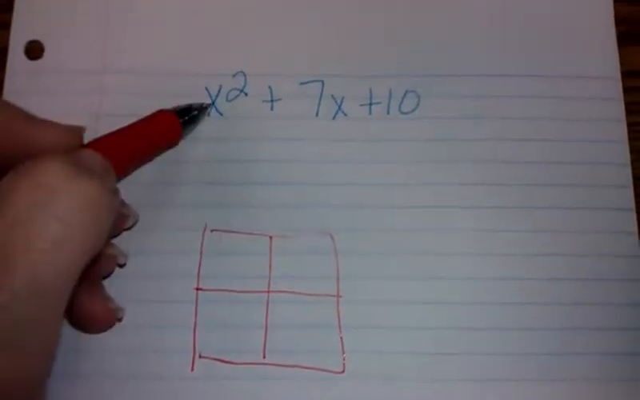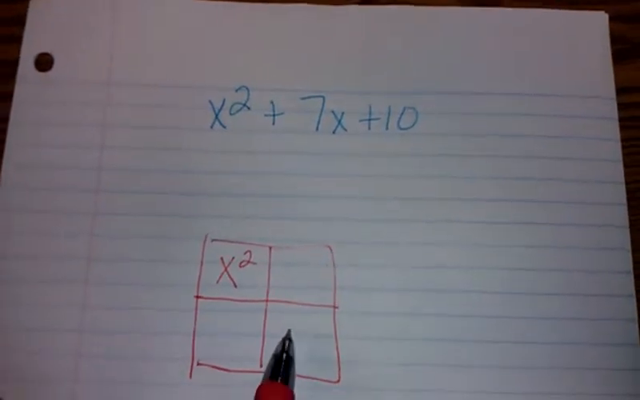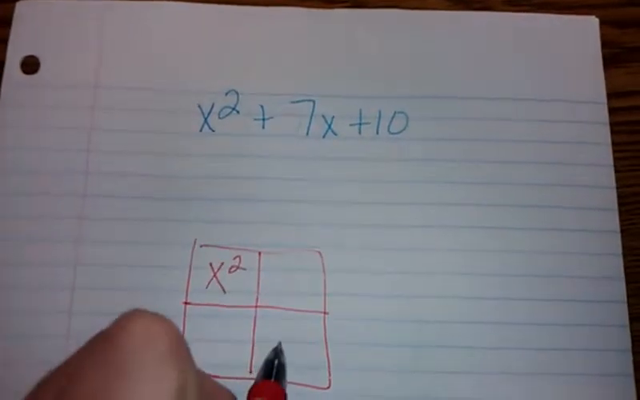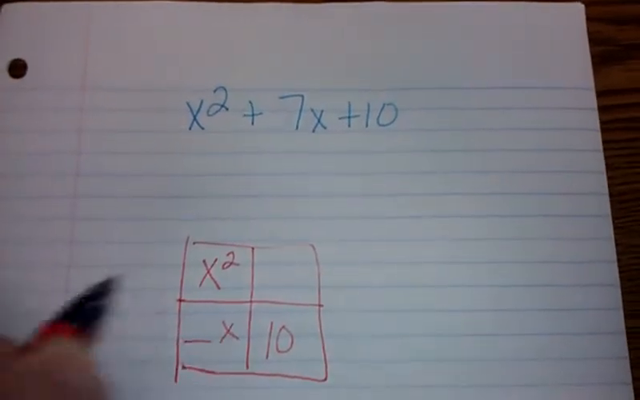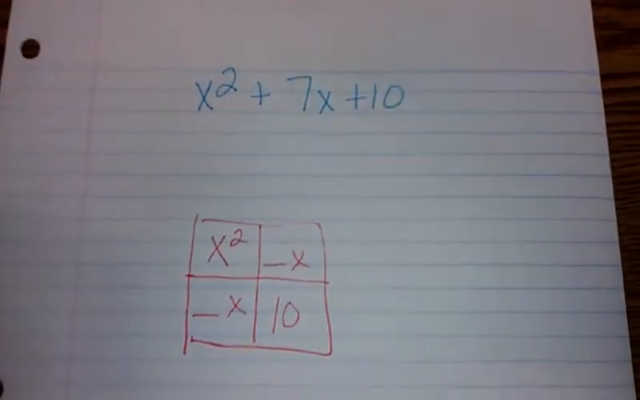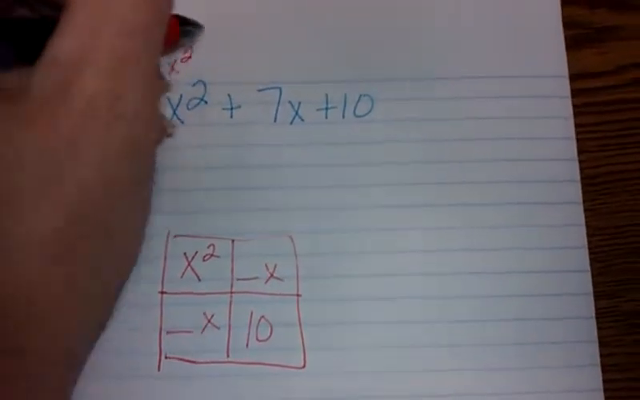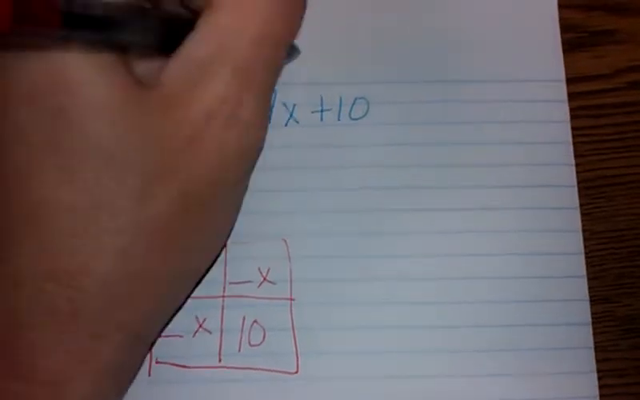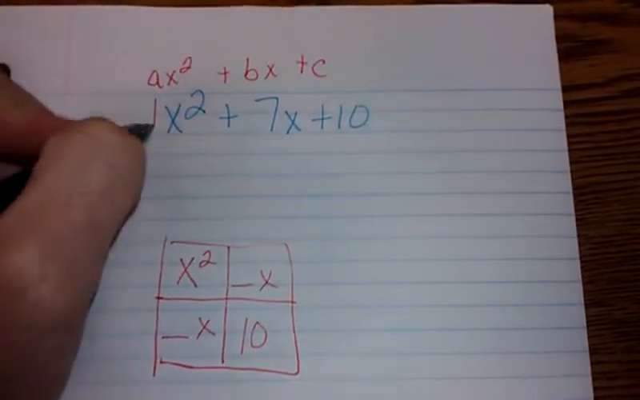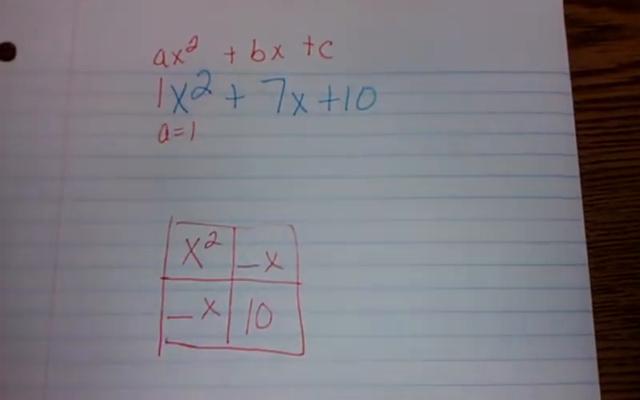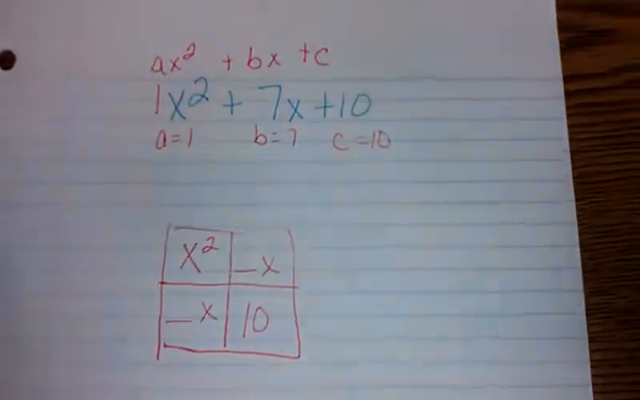Always in the top left-hand corner goes the x squared. In the bottom left is going to be that last number, that unit number, which is 10. You're going to have something x, something x. Quadratic equations go ax squared plus bx plus c. A is the number in front of x, a is 1, b is 7, c is 10.